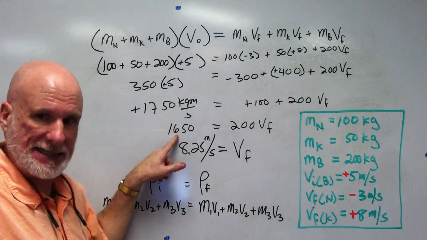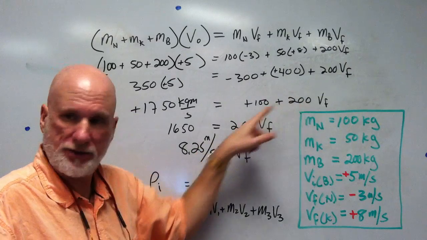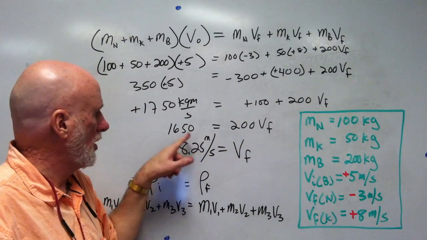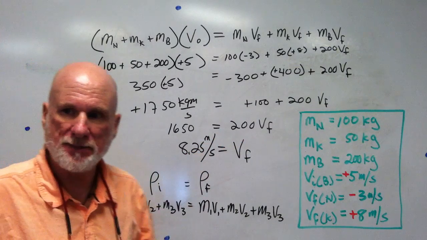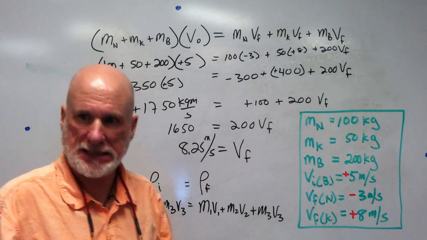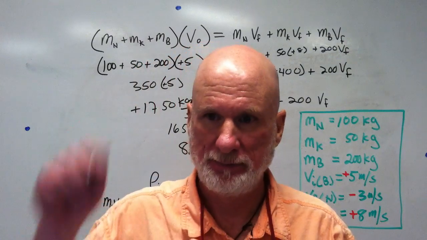Subtracted from both sides, 1650 equals 200 VF. So 1650 divided by 200 is 8.25 plus. Get it? Easy? Excellent.